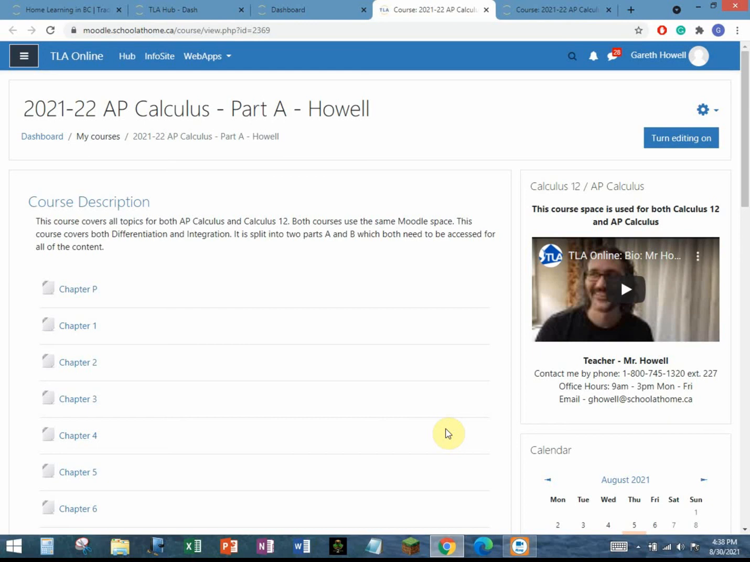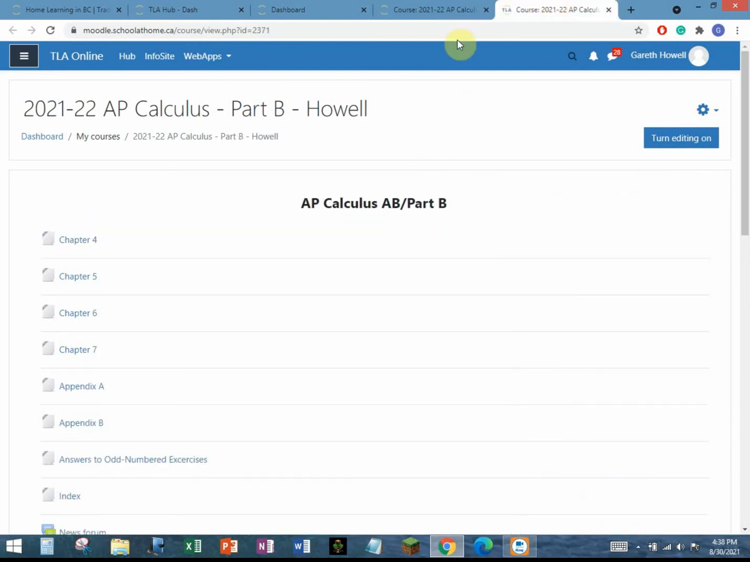This course is split into two sections. Part A is for differentiation and Part B covers integration.